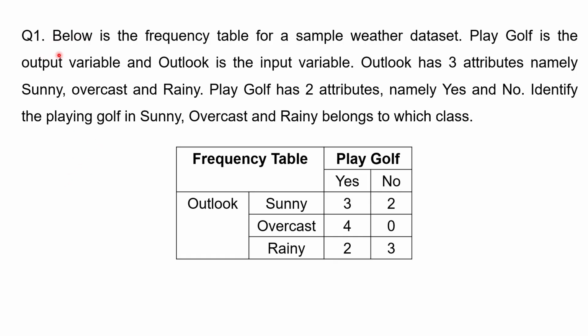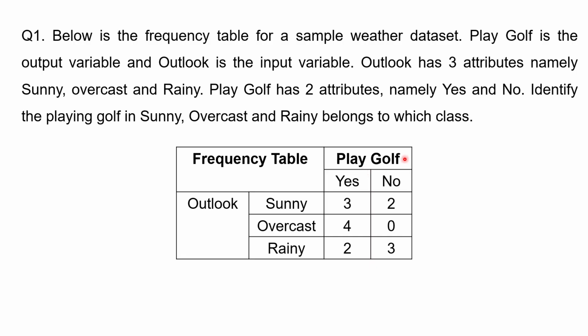So in this numerical, we shall see the classification problem. Let me read the numerical. Below is the frequency table for a sample weather data set. Play of golf is the output variable and outlook is the input variable. Outlook has three attributes, namely sunny, overcast and rainy. Play golf has two attributes, namely yes and no. Identify the playing golf in sunny, overcast and rainy belongs to which class.